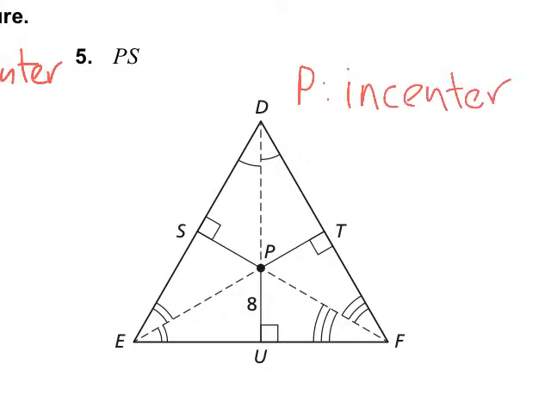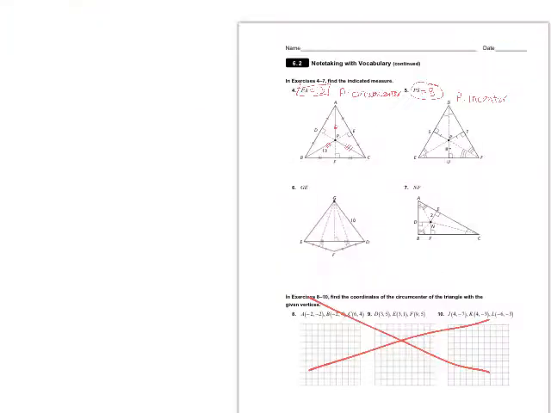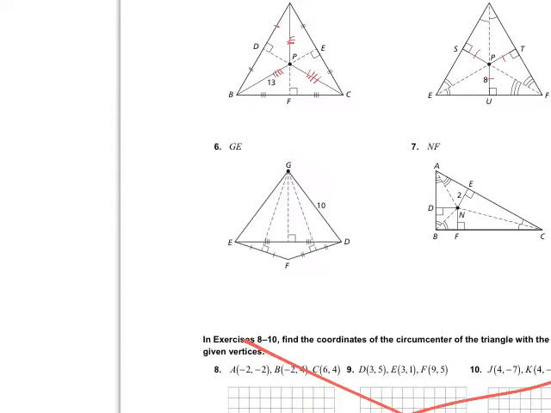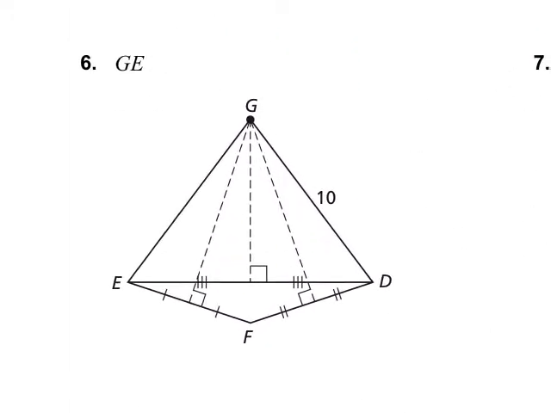And I know that incenters are equidistant from the sides. So these 3 segments from the incenter to the side should be congruent. It's asking me to find PS, which is congruent to PU, which is labeled for me, so I know PS must be 8. All right, so that was one pretty basic example of circumcenter and incenter. Number 6 looks a little more challenging.